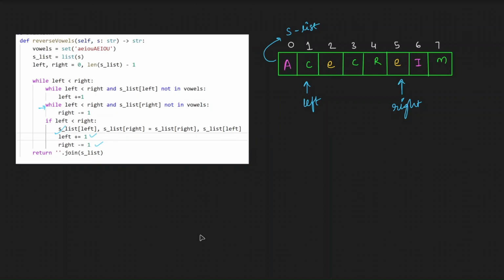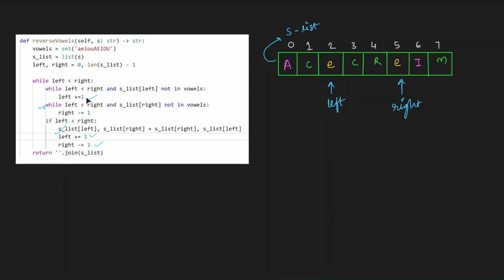Now we check while left is less than right. Yes, that is true. Left is less than right. And S list of left not in vowels. S list of left is this character C. Is it not in vowels? Yes, that is true, which means we have to increase our left. So we're just going to move this over here.